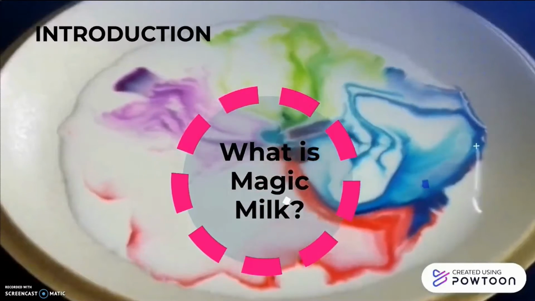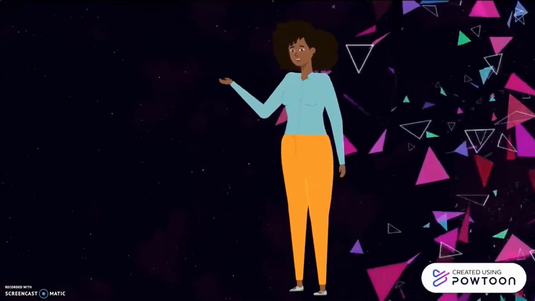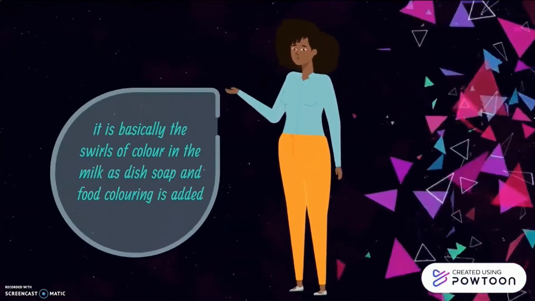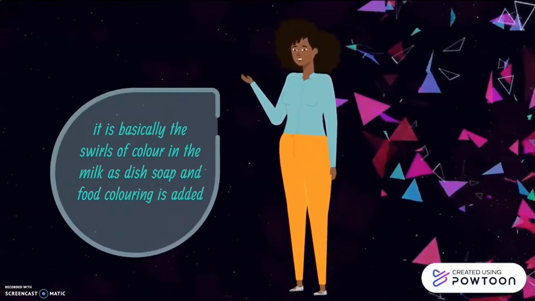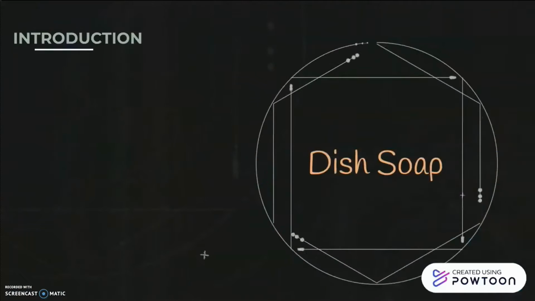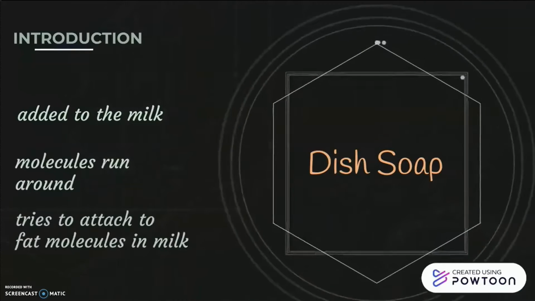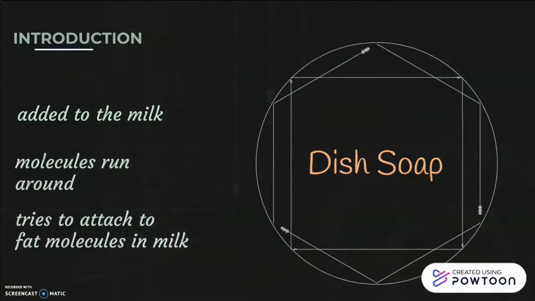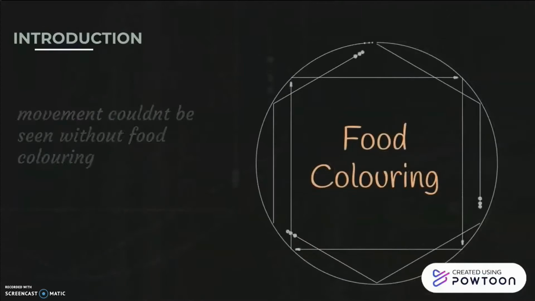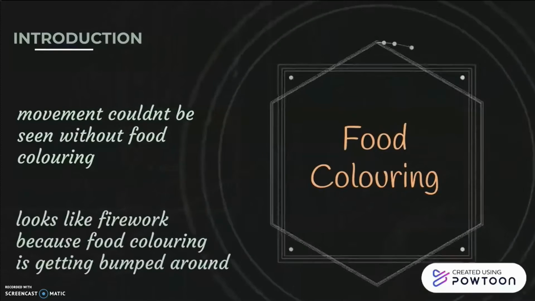So what is magic milk? Magic milk is the swirls of colors in the milk as dish soap and food coloring are added. Dish soap makes molecules run around because it tries to attach to the fat molecules in milk. Food coloring is added to make it easier for us to observe the movement of the molecules.